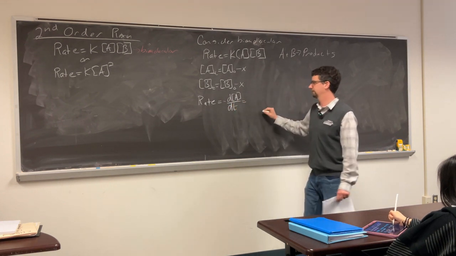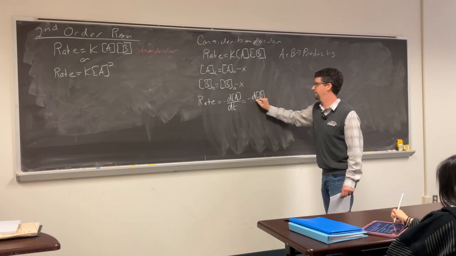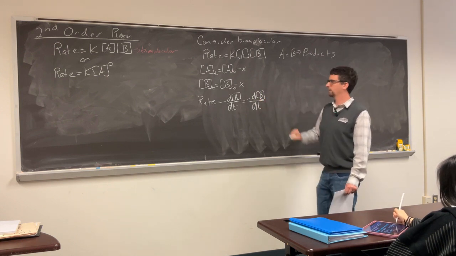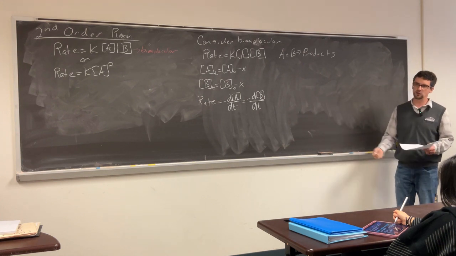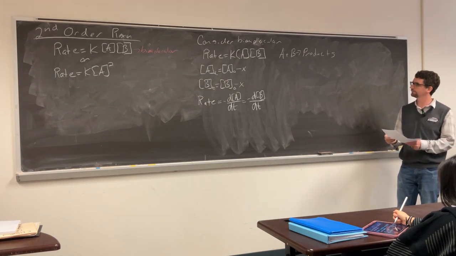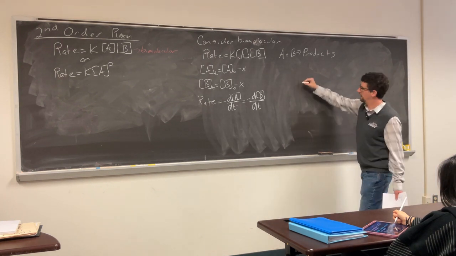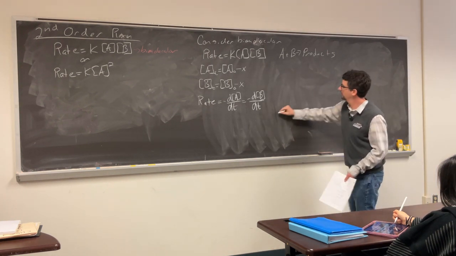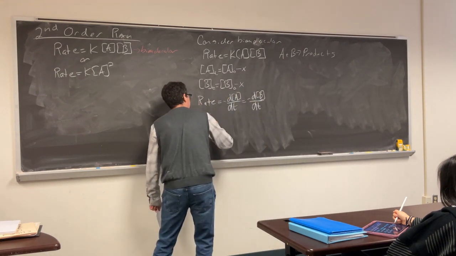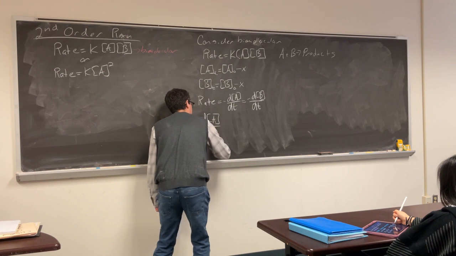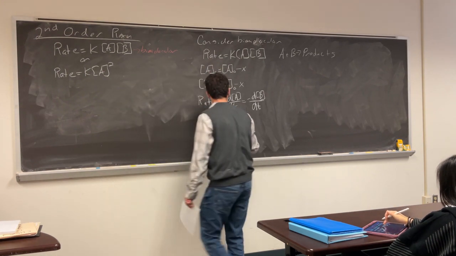Yep, and what else? Yep. We could define this off of any one we wanted to. Let's just go for A for now. Okay, so what we have, we'll go down here: negative d[A] over dt, and we're going to plug this stuff in.